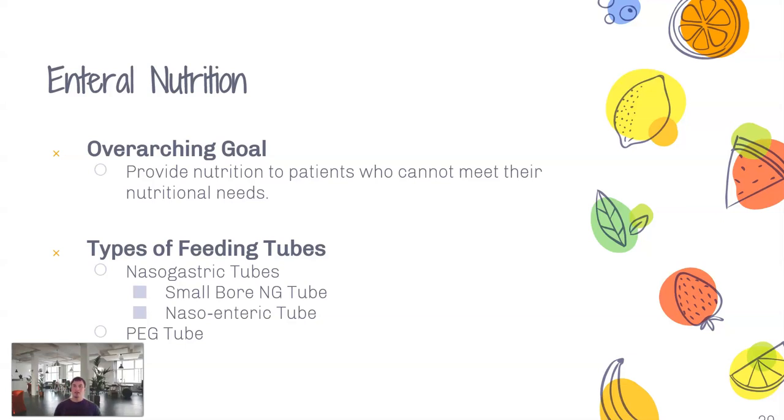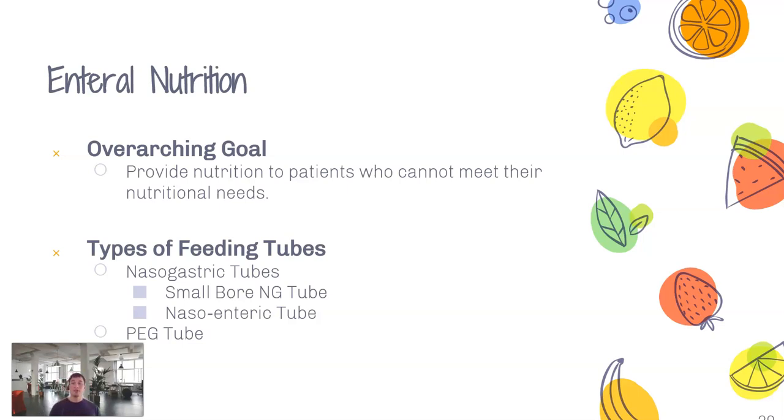So let's switch gears and talk about enteral nutrition. It is simply providing liquid nutrition into the upper intestinal tract for those who cannot meet their own nutritional needs. We'll talk about the small bore NG tube. The small bore NG tube is used for short-term use, and it places the food in the stomach.